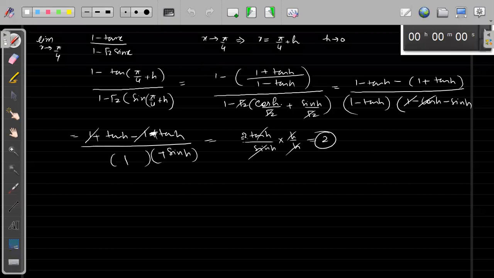Is it minus? It is minus 2 tan x, but here we have minus in the denominator also, no? So that minus and minus will get cancelled. So 2 tan x, okay. I hope this one is okay.